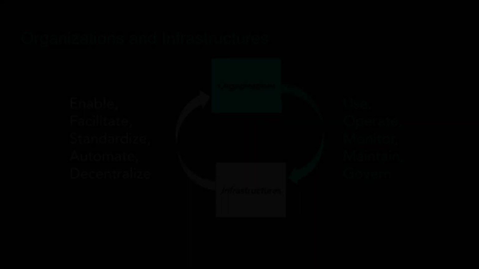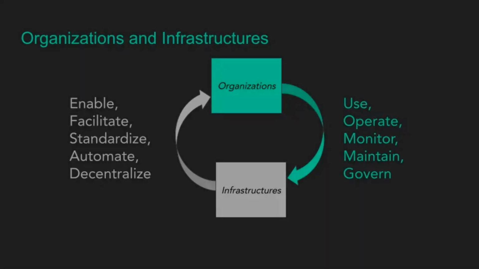This basically comes back to how organizations and infrastructures always relate. In order for an infrastructure to exist, someone had to build it, so it didn't come from nowhere. In this case, I might add provision in addition to use, operate, monitor, maintain, and govern. So organizations use, operate, monitor, maintain, and govern infrastructures. Infrastructures enable, facilitate, standardize, automate, and decentralize the activity of organizations. So it's actually quite important for us to think about infrastructures if we want to have more decentralized organizations or spread power out.